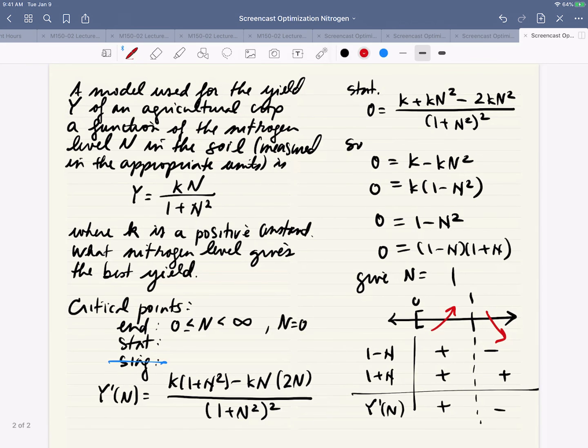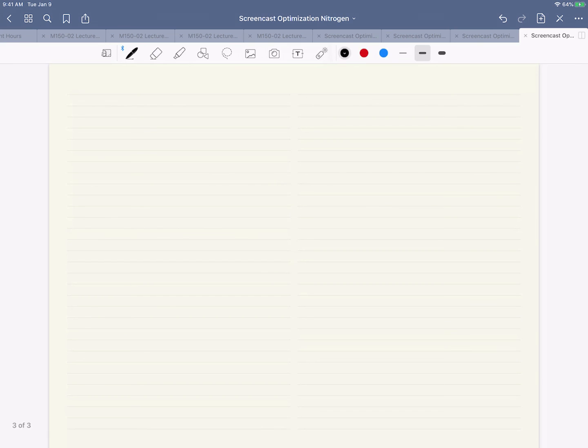So let's go to the next page. This shows yield is maximized when n equals 1. And that's what we wanted to show.